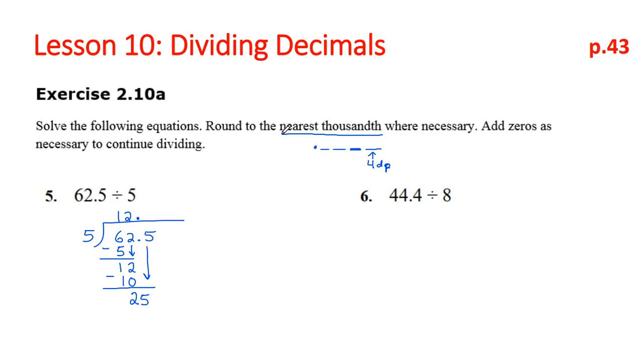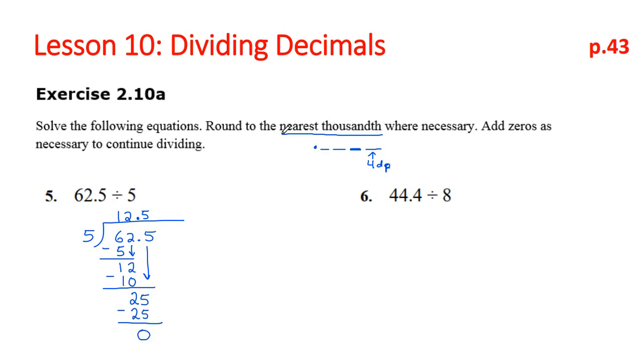We repeat the process once more. 5 goes into 25 5 times. 5 times 5 is 25. So we subtract and we're left with a 0 remainder. So this decimal terminates. 62.5 divided by 5 equals 12.5.